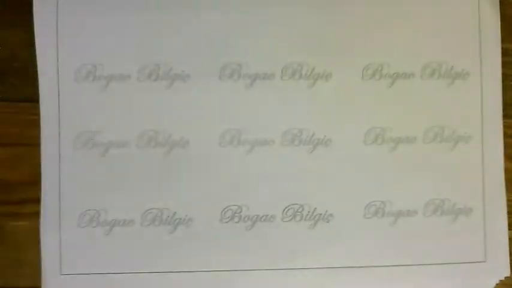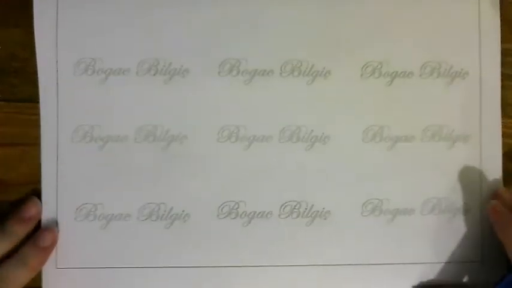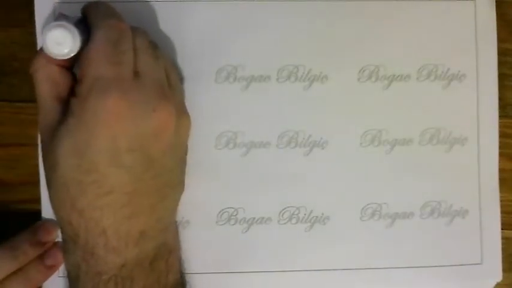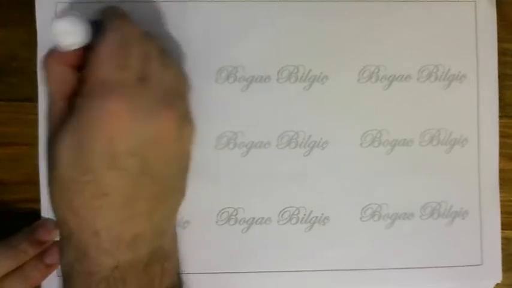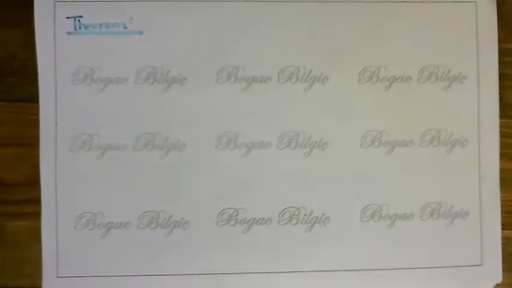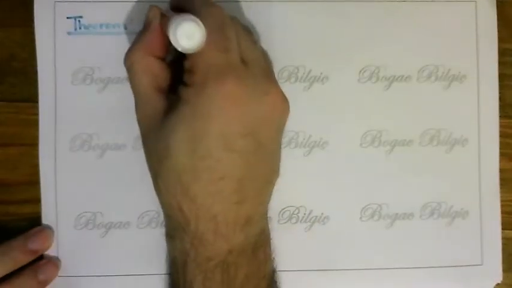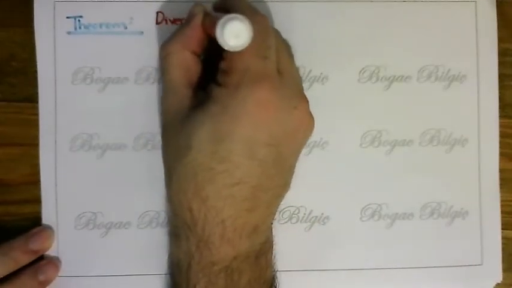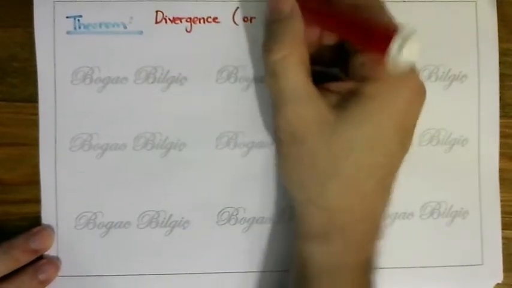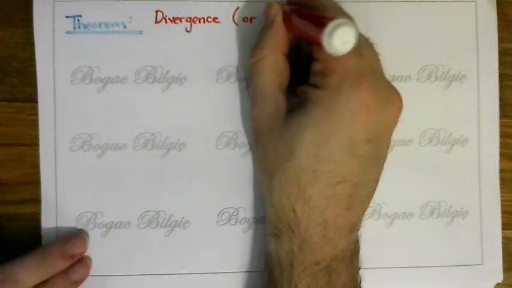Now, a new theorem. The new theorem is the divergence theorem, or Gauss theorem.